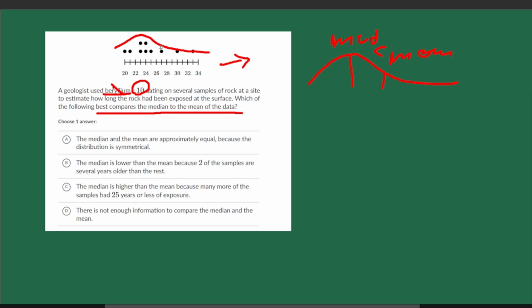So right here, A. First of all, this is not symmetrical at all. The mean or approximate, because this distribution is symmetrical, it's not symmetrical. So A is wrong. The median is lower than the mean because 2 of the samples are several years older than the rest. So the median is lower than the mean. So this is probably going to be our answer. Let's hold on to it.